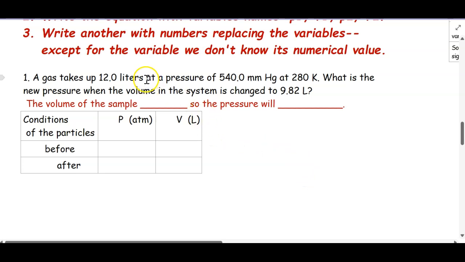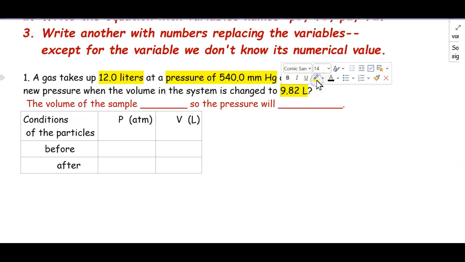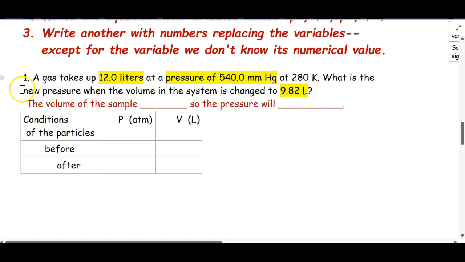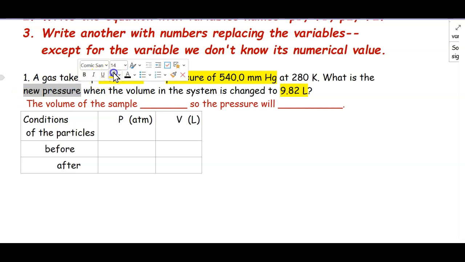A gas takes up this many liters. So you can go ahead and do this. At a pressure of, oh, this is a different, yes, pressure unit. All right, this is millimeters of mercury, as in a barometer. The temperature is 280 Kelvin. All right, that's a little bit cooler than room temperature. What is the new pressure when the volume is changed to 9.82 liters? All right, so what's the new pressure? That's what we don't know.